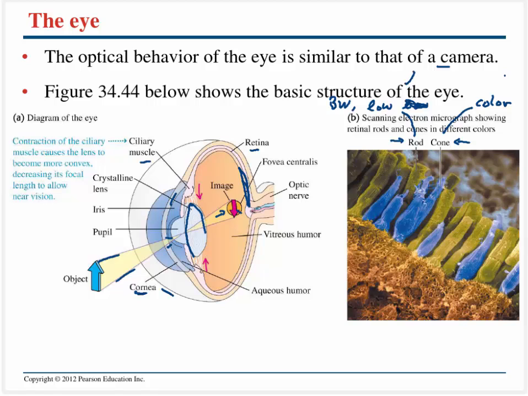We know that if we have low light, we typically see more in black and white than we do in color. And we also have a pupil which can get larger and smaller and let in different amounts of light, also changing whether the image is blurry or not.